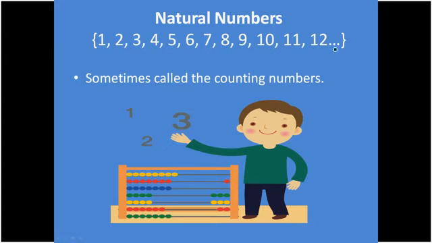Now notice at the end here we've got a dot, dot, dot. What that means is that this set goes on forever. So if we kept counting, eventually we'd get to 1 million. So therefore 1 million is a natural number. 1,000,001 is a natural number, and so on and so on and so on.